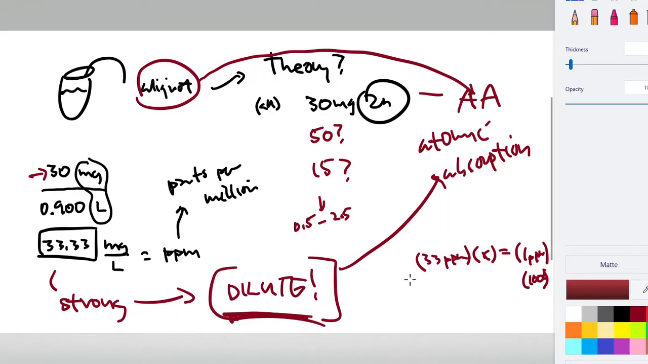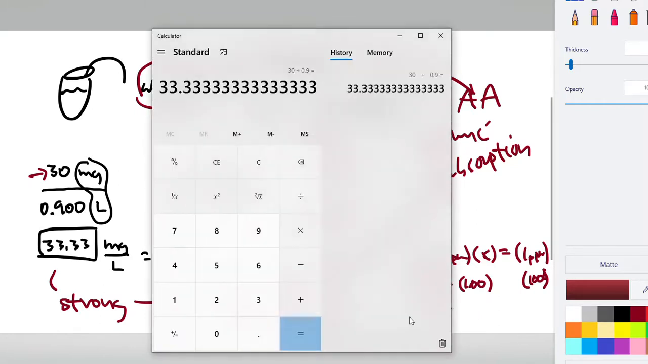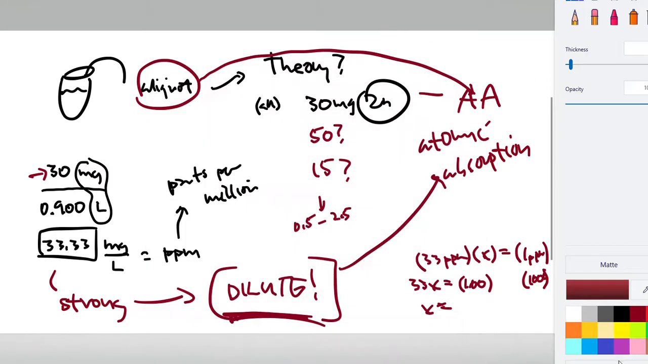Well, I do the same thing. 33 times X is 33X equals 1 times 100, and 1 times 100 is going to be 100. So X is equal to 100 divided by 33. And if you need the calculator, folks, then use that. I don't know what you do in the privacy of your house, right? So 100 divided by 33.3, there you go. So that will give you the amount of volume that you should be using in order to make this solution.